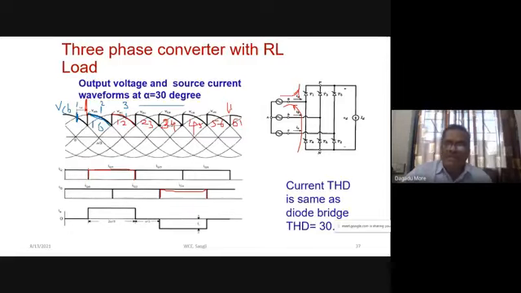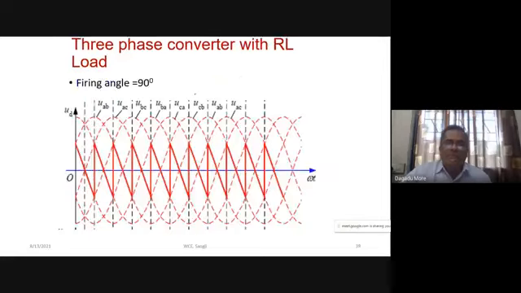Now if the firing angle shifts, let us go for alpha equal to 90 degrees. This is our alpha equal to 0 position for T1. Now we are measuring alpha from here to here. This is 90 degrees, then next 60 degrees it will be on. So this is alpha equal to 90, and VAB will conduct after this for 60 degrees.